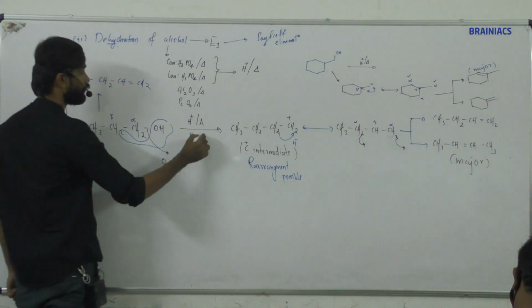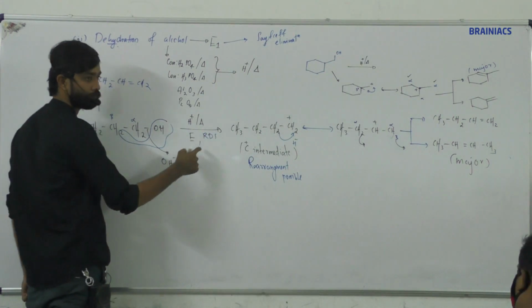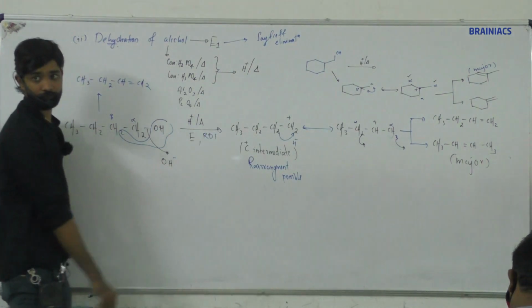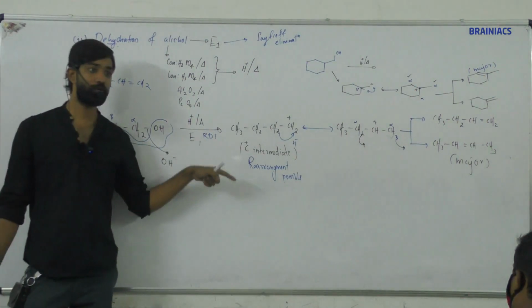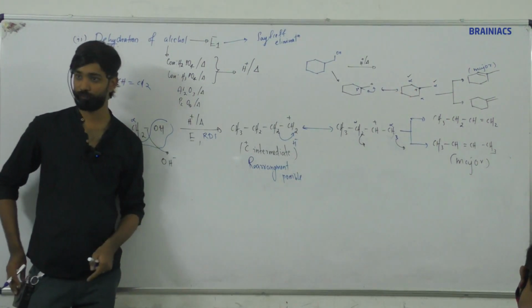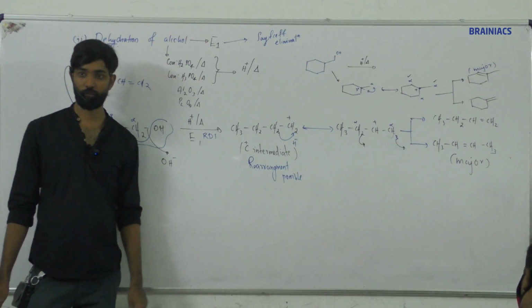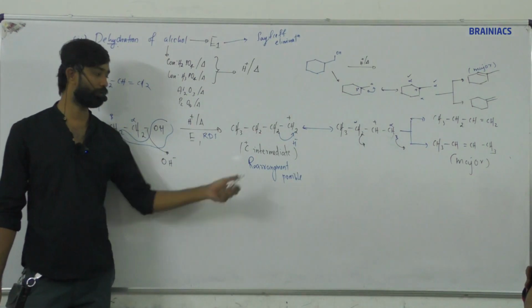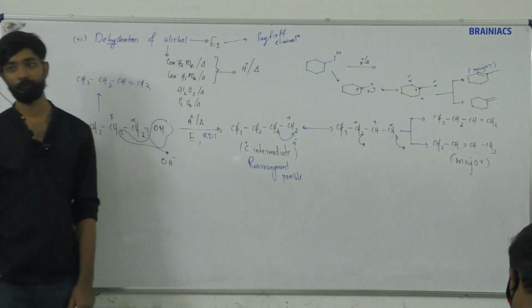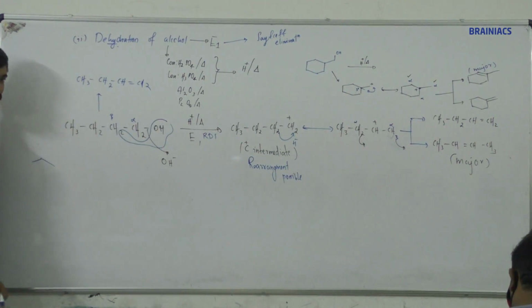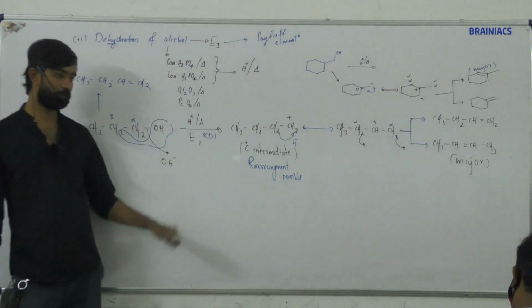Wait, this is the rate determining step, okay? This is the RDS. And this mechanism, which is given in your NCERT, of dehydration of alcohol, is given in your alcohols chapter, okay? So you have to know the mechanism. It may be discussed in your chapter on alcohols, okay?